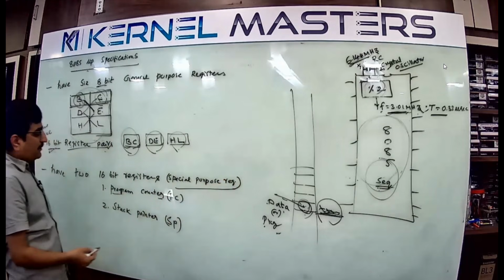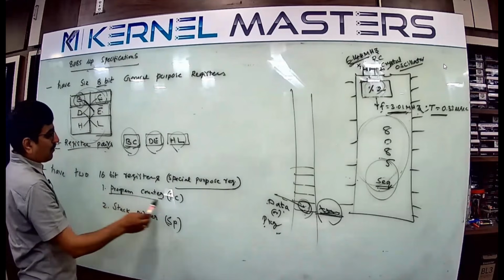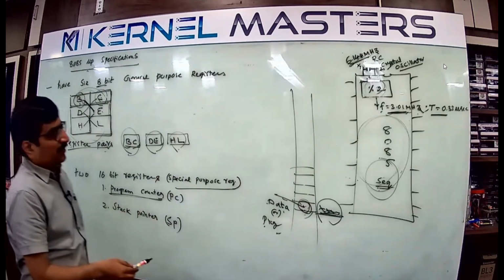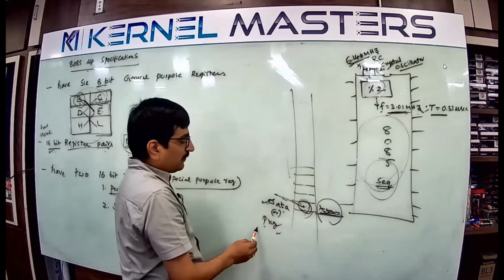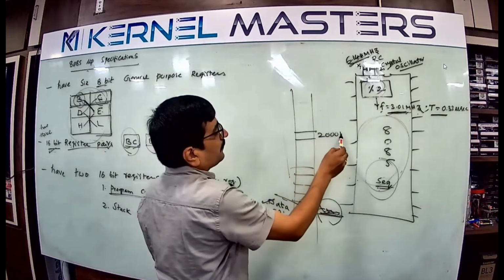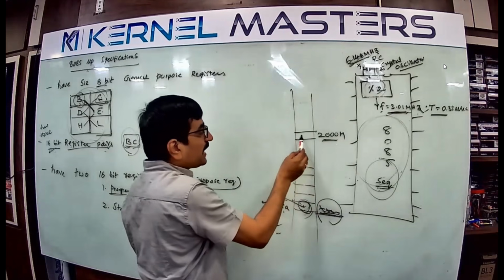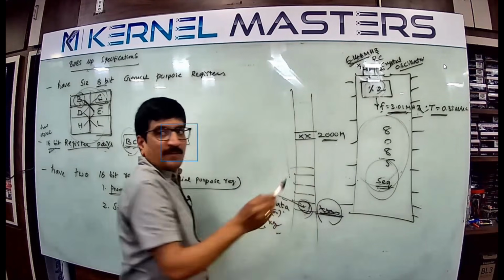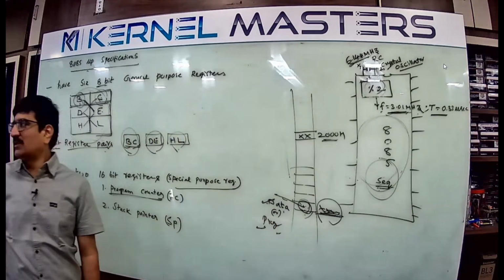So what is the meaning of special purpose? The name clearly says, program counter. The memory contains data and also the program. For example, my assumption is that 2000 is an address. The memory at address 2000 contains some program, such as a move instruction. Some program is there.